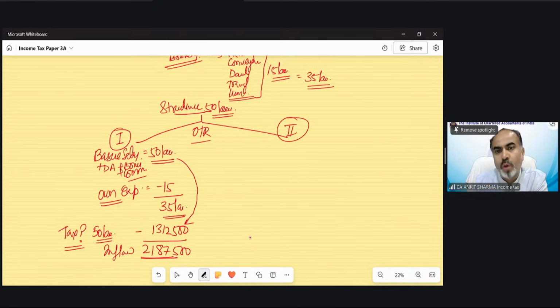Now, the second option I could suggest to him: I have figured out that he needs to incur this 15 lakh anyhow. So why take this 50 lakh as basic salary and spend this 15 lakh on his own? I can structure his salary like this also: basic salary plus DA plus commission, etc. We will take 35 lakh rupees.